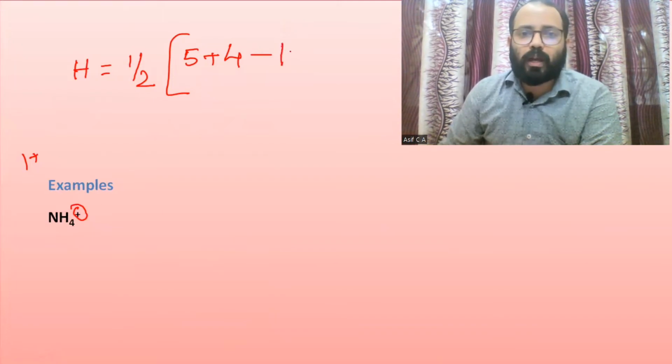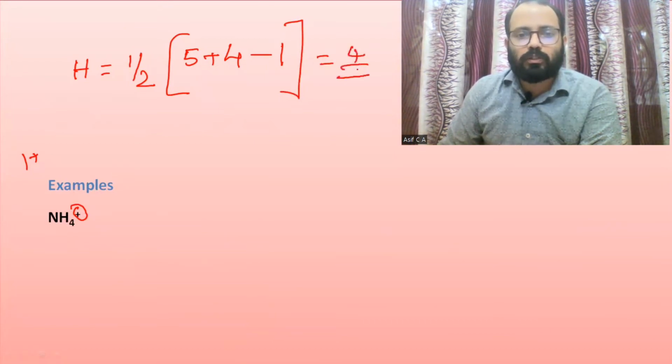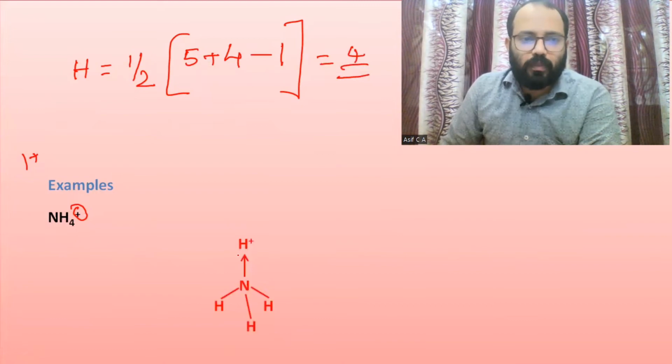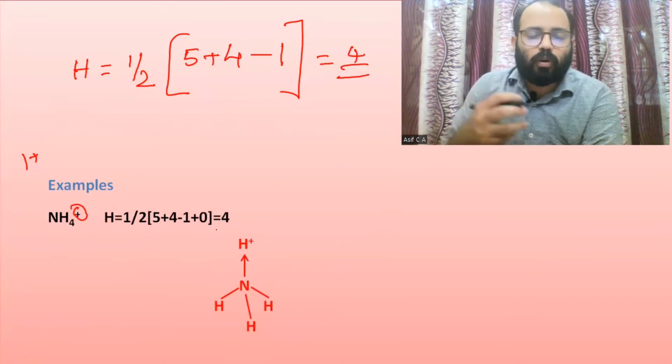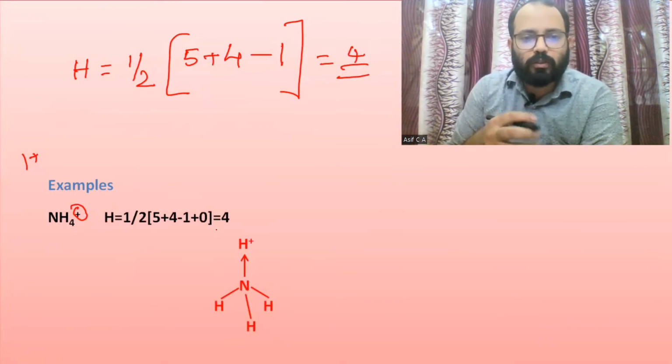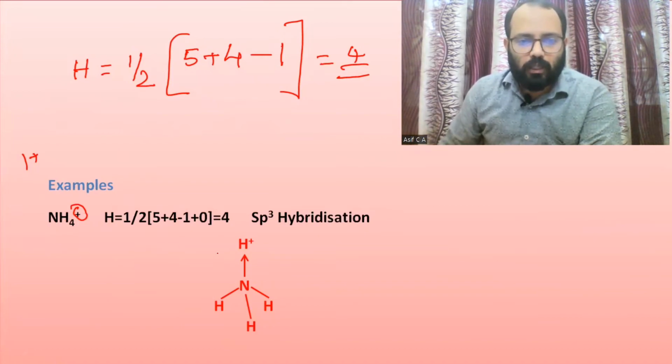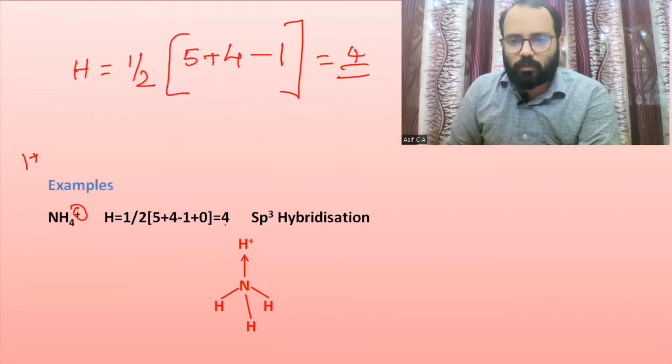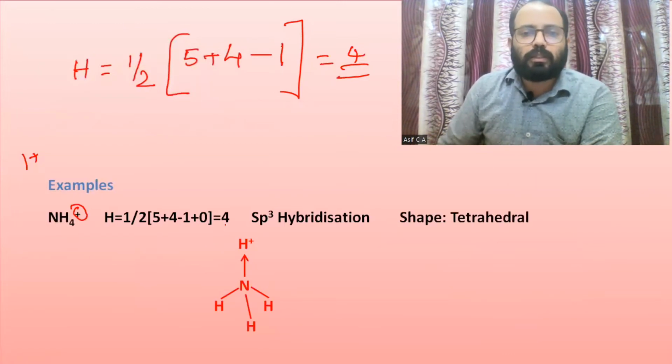Since this is a cation, we don't need to consider the charge of the anion. So 5 plus 4 is 9, 9 minus 1 is 8, 8 by 2 is 4. So what will the steric number be? The steric number will be 4. When the total number is 4, it will be sp3 hybridization. Is there a lone pair here? No, there is no lone pair. Then geometry and shape are going to be the same. So you will have the tetrahedral shape.